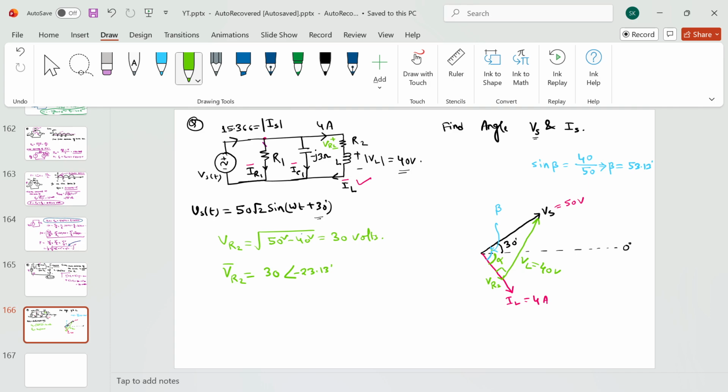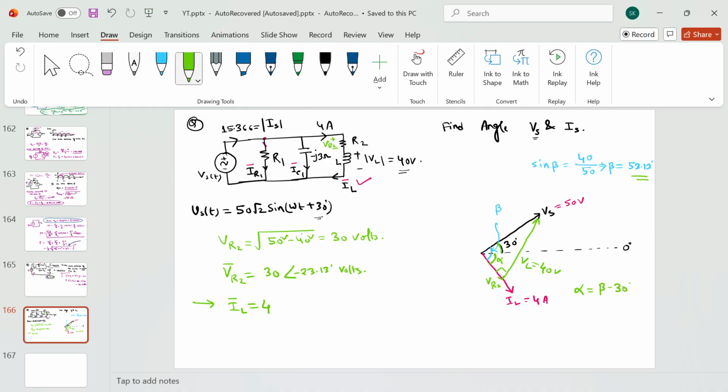Here, if you see the beta angle, it is the angle between IL and Vs. And this angle is 30 degree. So I need to subtract this angle to get the alpha. So this is the VR2 phasor, in volts. Now the IL phasor should be 4 at an angle of alpha. And alpha is simply, let me write down, alpha equals beta minus 30 degree.